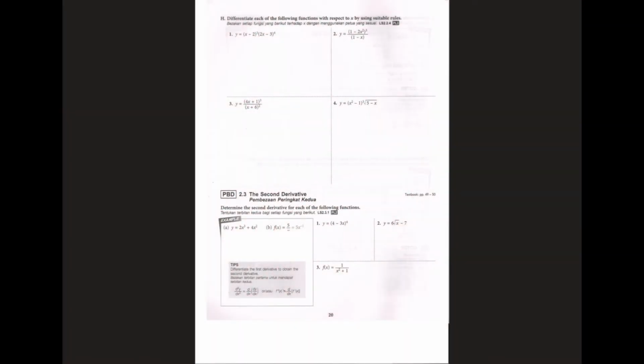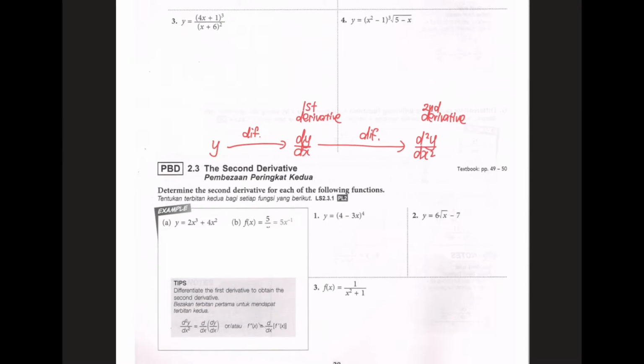2.3, the second derivative. So to understand the second derivative, first of all, let's start from the basic. If you have y, you do differentiation, then you will get dy over dx. This is called first derivative. If you do differentiation for the second time, then you write as d2y over dx squared. So this is second derivative. Okay, that means you have to do differentiation for 2 times.